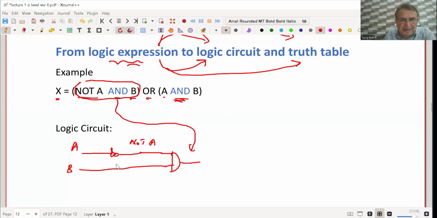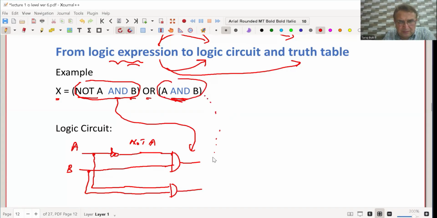The second sub-expression is A AND B. You can tap A from here and B from here, and then you have to AND them. So this is A AND B. This sub-expression is, in fact, here. And then what you have to do is OR them. So you just OR them. This is the whole logic expression. The output is X, and that's it. I hope it is clear.